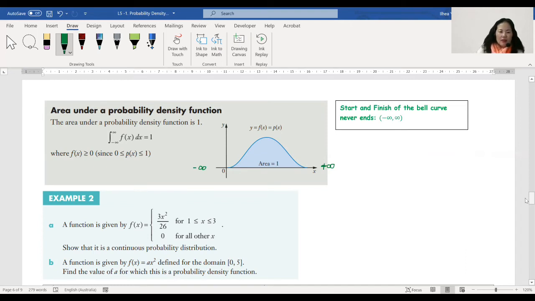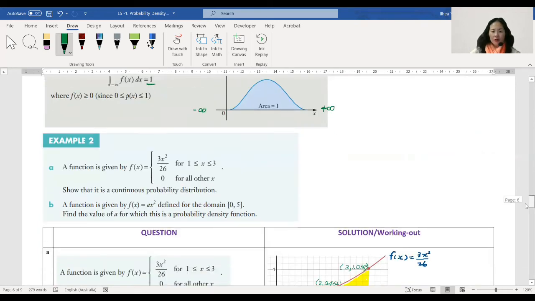Okay, and the total has to be 1. The area under the curve is 1. Okay, so that's the very, very important part that you have to remember.